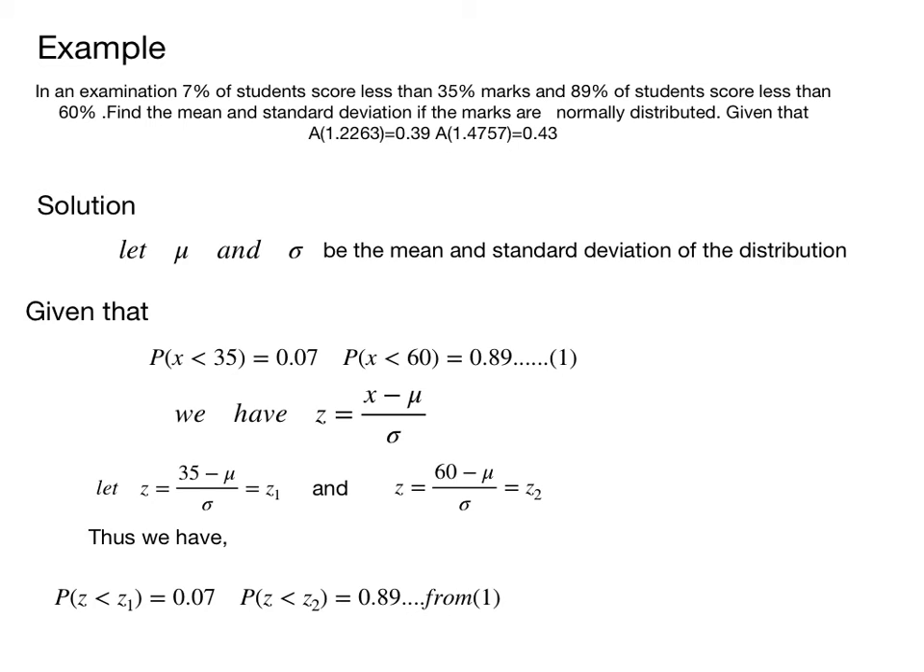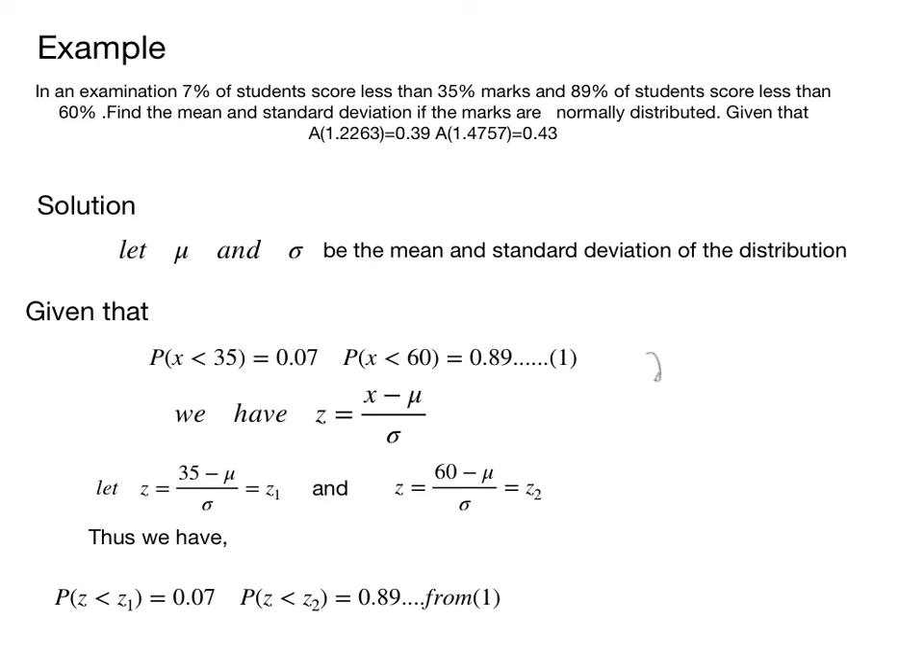This is almost similar to the previous example, except that here both the conditions are less than. That is, in an examination, 7% of students score less than 35% of marks and 89% of students score less than 60% of marks. Again, find the mean and the standard deviation. So I'll take the condition P of x less than 35 is 0.07 and P of x less than 60 is 0.89. The same equation, that is standard normal variate, z is equal to x minus mu upon sigma.